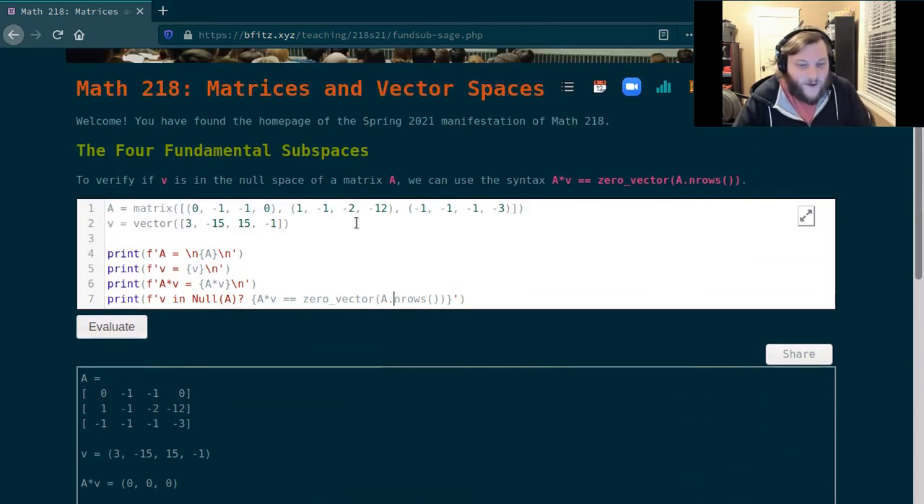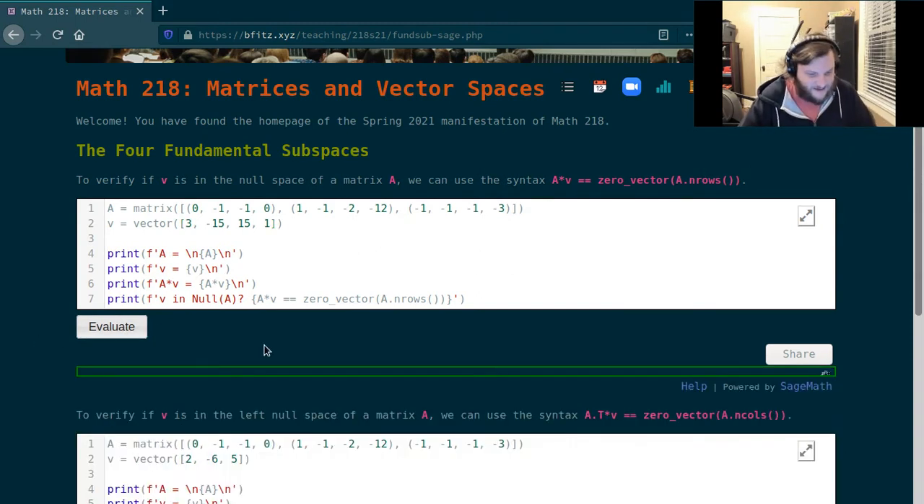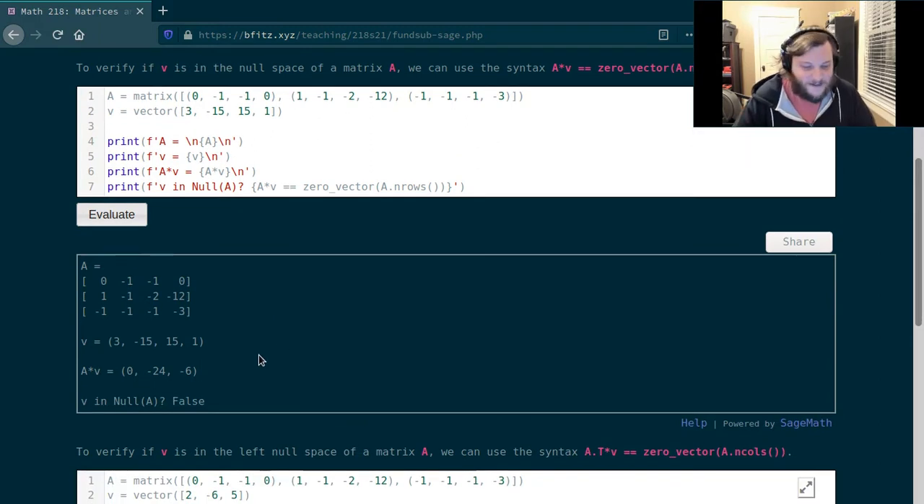So again, we can mess around with this. If we change this -1 in the third coordinate to a positive 1, that'll almost surely give us a new vector that's not in the null space. And here we see that's true. By changing that last coordinate from -1 to 1, now A multiplied by V is not 0, 0, 0. It's 0, -24, -6. So the answer to whether or not V is in the null space now is no. V is not in the null space.